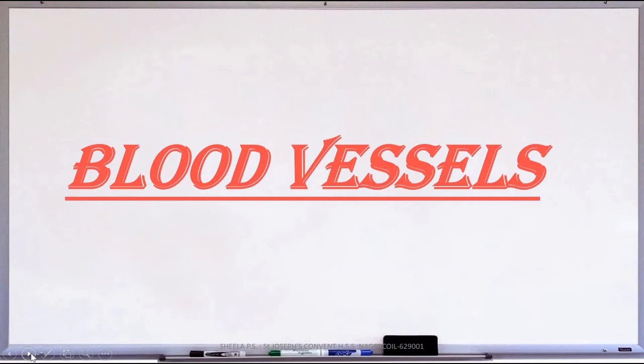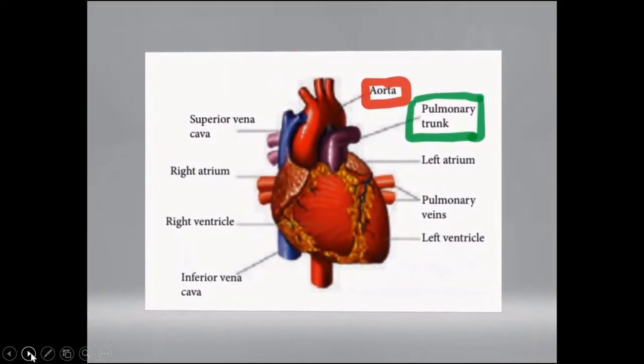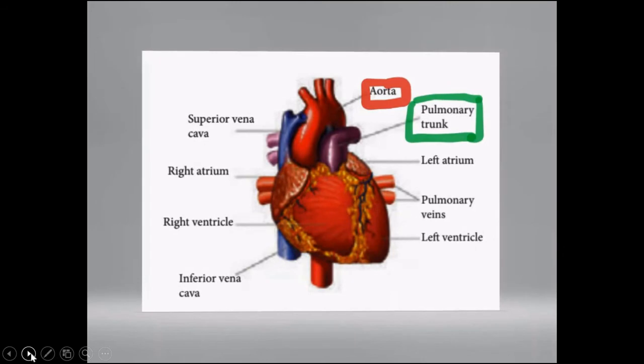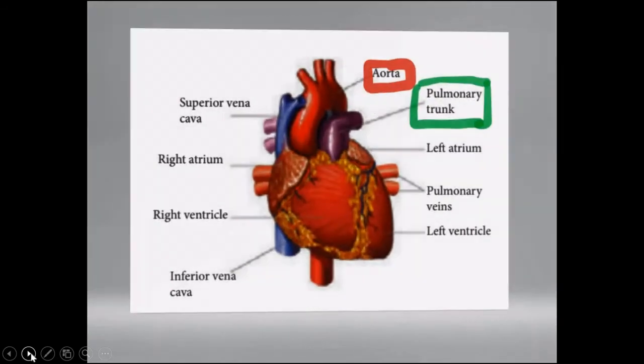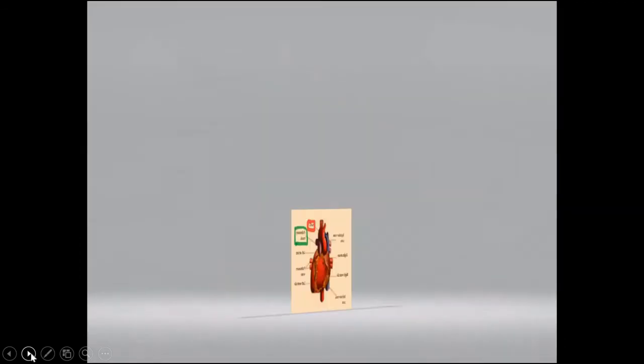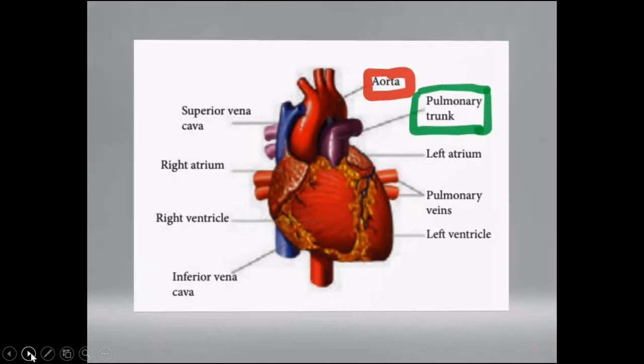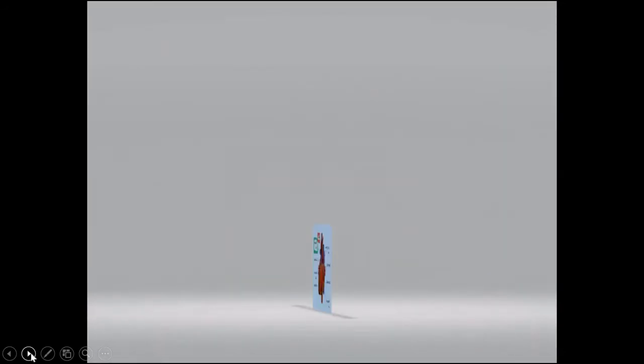Blood passes through branched tubes called blood vessels. Blood vessels are of three types: arteries, veins and capillaries. The first one, arteries. The main artery is the aorta, and all the arteries carry oxygenated blood except the pulmonary artery. Arteries carry blood away from the heart to the various organs, whereas the pulmonary artery alone carries deoxygenated blood to the lungs. Arteries are thick and elastic vessels.